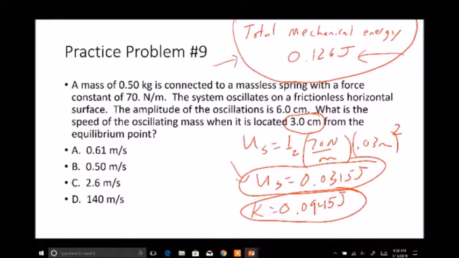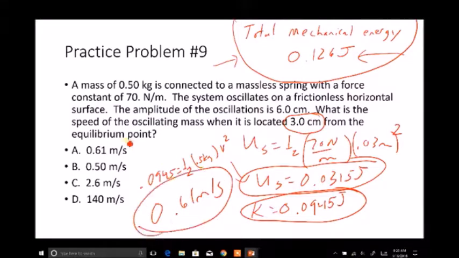So we're going to say 0.0945 joules equals 1/2 times the mass, which we know, 0.5 kilograms, times v squared. So now we simply solve this for v, and we end up with 0.61 meters per second once we solve that out for v. So answer A is what we're looking for on practice problem number 9.